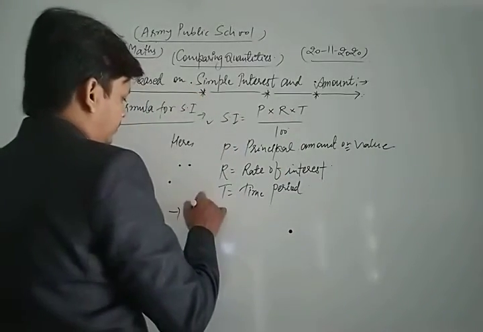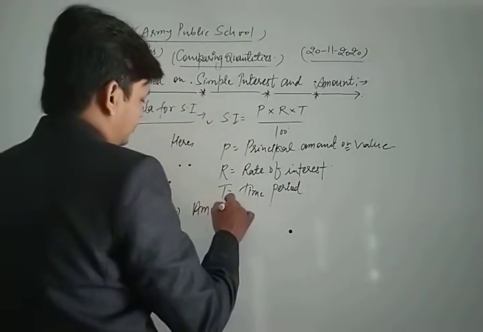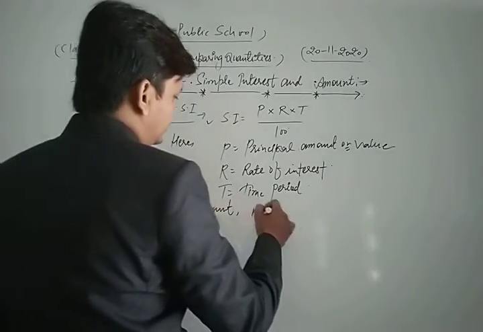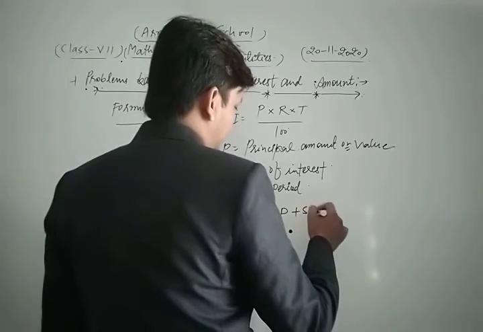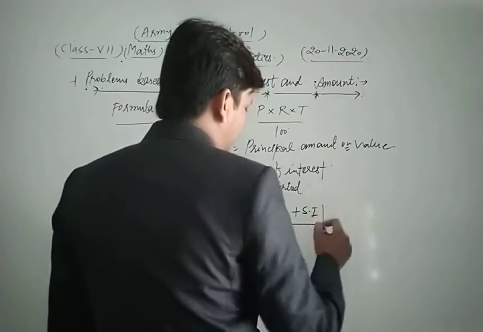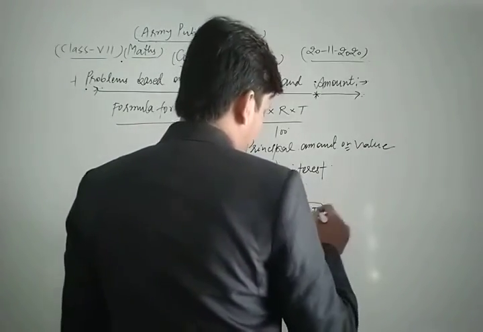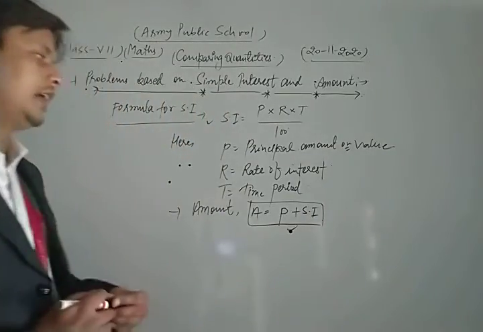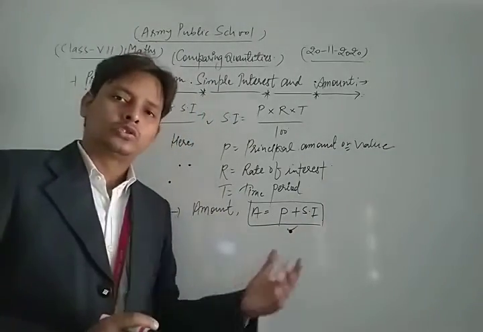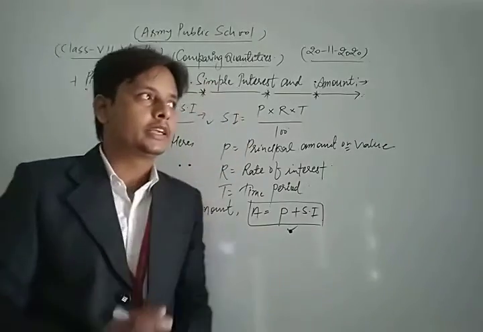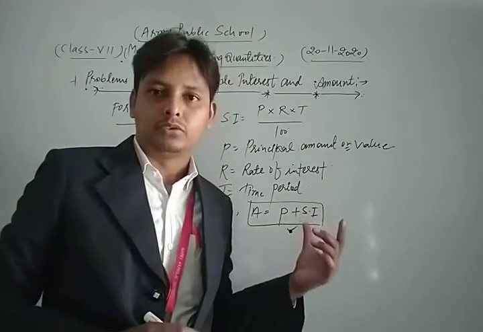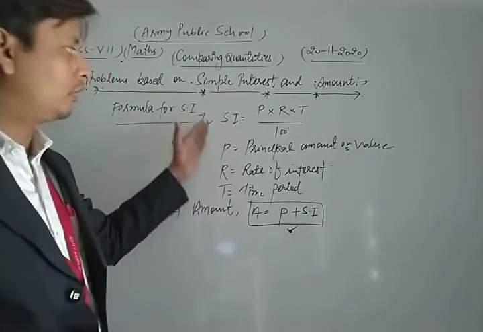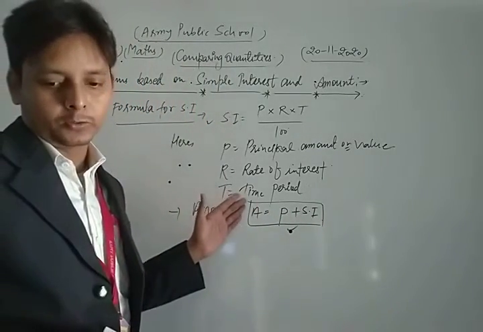Amount. Amount A is equal to what? The formula for the amount is what? Principal plus simple interest. We add simple interest into the principal. So by the help of that formula, we get the value of the amount. Okay. So there are two important formulas related to that topic.